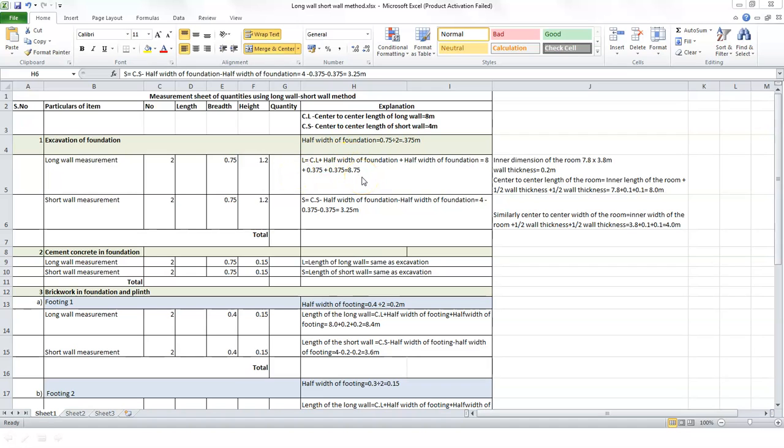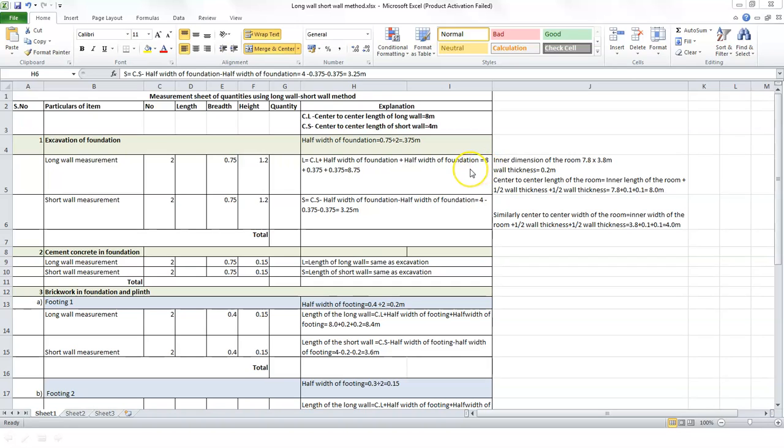Now, first of all, we look at the long wall measurement for the excavation purpose. So we know that the long wall is equal to the central line length of the wall plus half width of the foundation plus half width of the foundation. We saw that we could just take the one single width as one entity, as in central line plus width of the foundation. But just to make it clearer, we have actually taken the half width separately and we are going to add it separately.